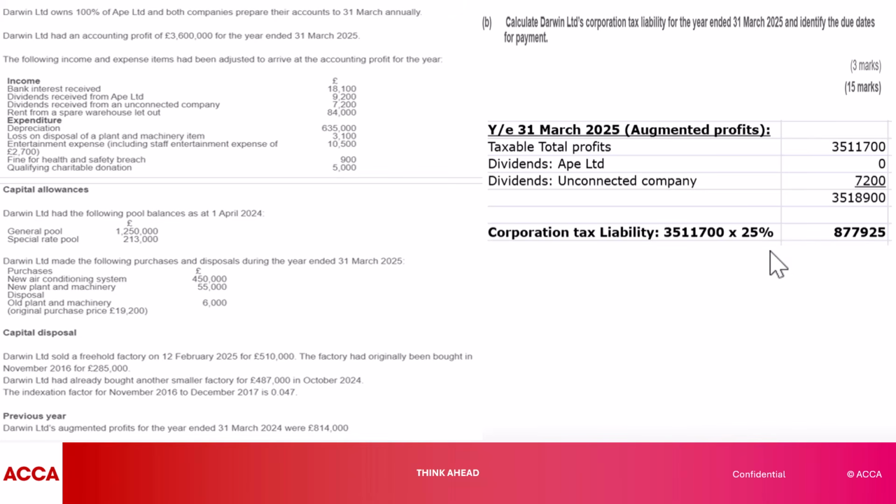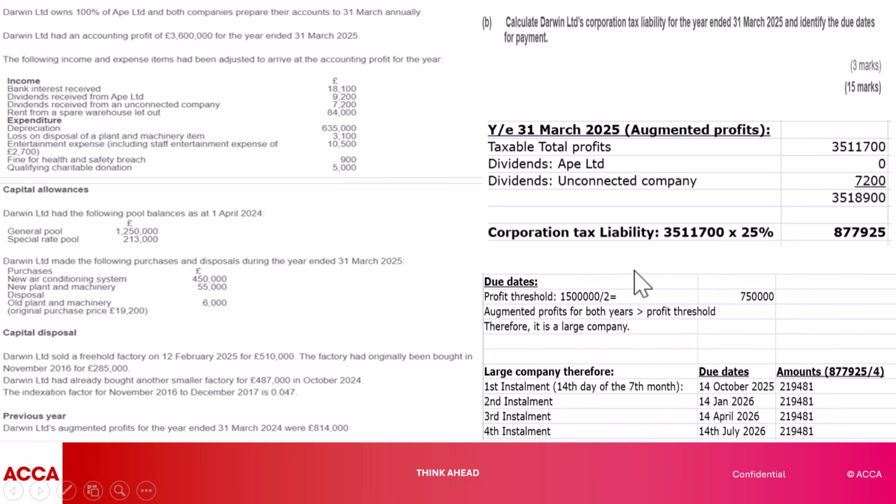Why? Because in your tax tables, you will see if your augmented profits are greater than the upper limit of 250,000, you normally use the higher rate of 25%. Okay, and you can go check that out. So that's why we've applied that, and you use this rate on your taxable total profits. The next thing we ask for is the due dates.